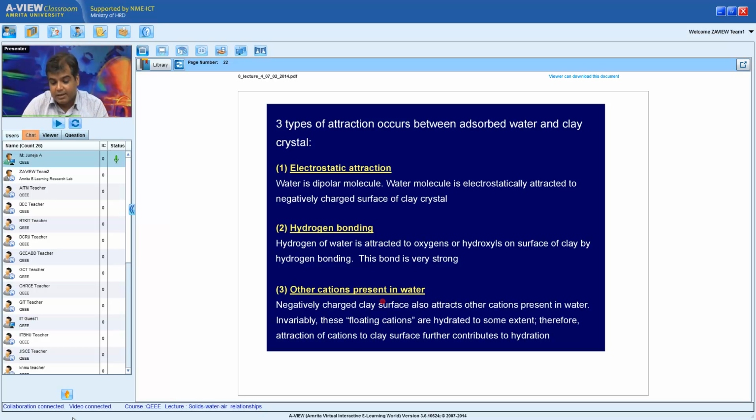The third one is other cations in the water. Because this water gets attracted to the surface of the clay mineral, the water itself may have some freely available cations in it. So some positive ions may be present around the water. These positive ions, which are already attached to the water, which now goes to the clay mineral, carry these cations. So that's another access to the attraction, or access to the cations which bring in. So this water brings in excess cations to the surface of the clay mineral. This is important for us to understand.